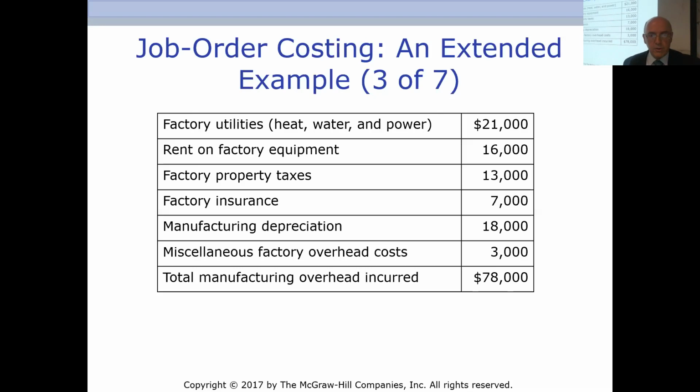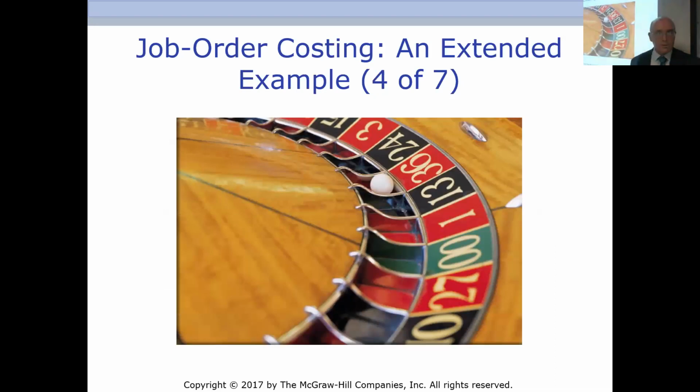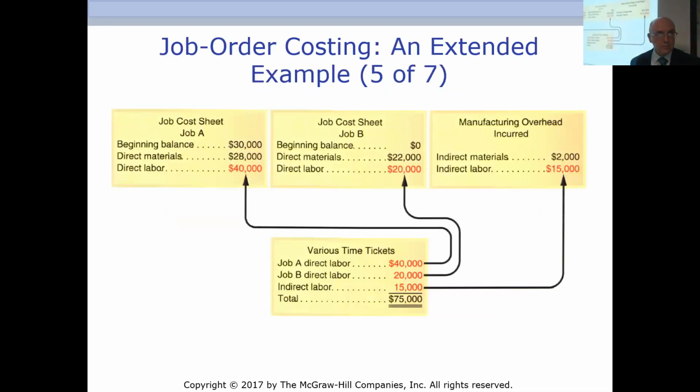So the total manufacturing overhead incurred is 78,000. We still have direct material and direct labor. This is the factory overhead component, but we have two other components that we're going to have to deal with at some point. I don't know why they have that roulette reel in there. It's a nice multicolored thing, but okay.